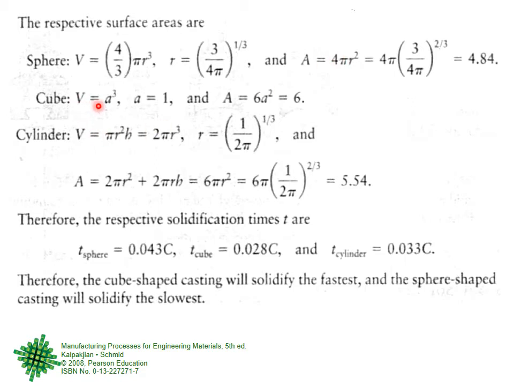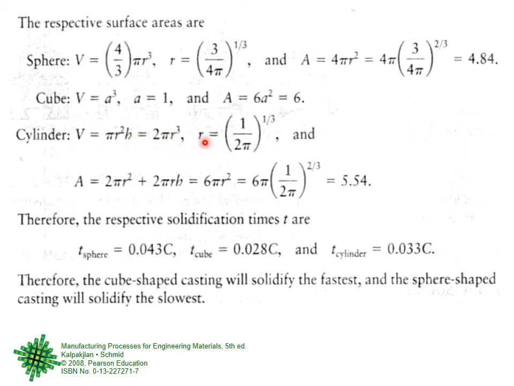Now for the cube, volume is a cubed, a is equal to 1. Area is 6a square. Remember, it is a cube, each side is a square in area, and there are 6 faces. So the area is 6a square, and because a is equal to 1, the area is 6. For the cylinder, pi r square is the circle and h is the height, isn't it? But because h is equal to r, this becomes pi r cubed, right? So 2 pi r cubed and so on.